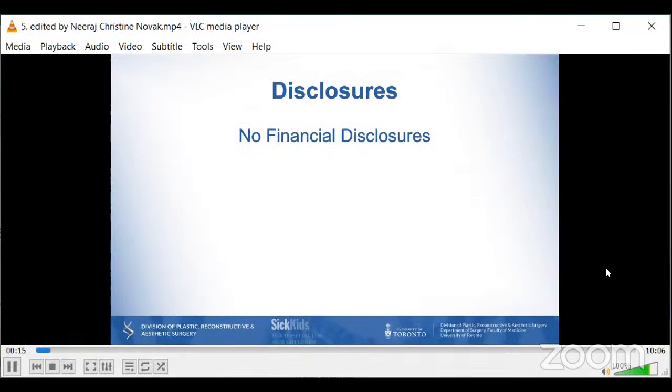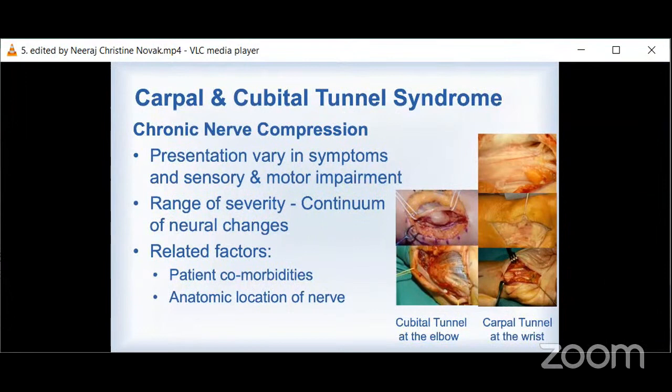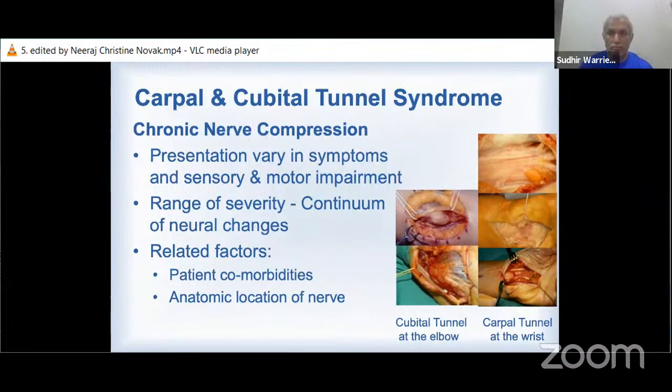When patients present with chronic nerve compression, they present with a variety of symptoms, beginning perhaps with intermittent paresthesia and numbness, and then progressing to more profound sensory and motor losses. The range and severity likely represent the continuum of neural changes that occurs with chronic nerve compression. Related factors that can impact patient presentation are comorbidities such as diabetes and rheumatoid arthritis, and the anatomic location of the nerve.